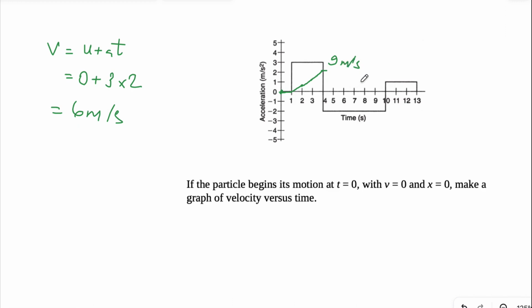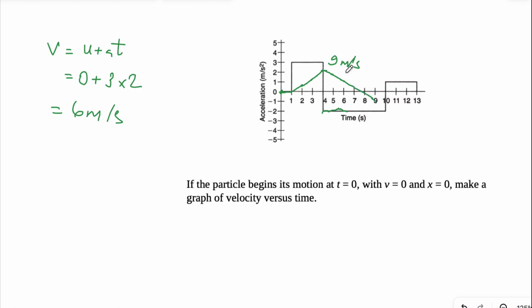Now, after t = 4, we see a negative acceleration of 2 meters per second squared. Negative acceleration means deceleration. The velocity will go down by 2 meters per second with every passing second. So at t = 5, the velocity would be 7 meters per second, one step down. At 6, it will be 5 meters per second. At 7, it would be 3 meters per second. At 8, it would be 1 meter per second, and then it'll cross over.